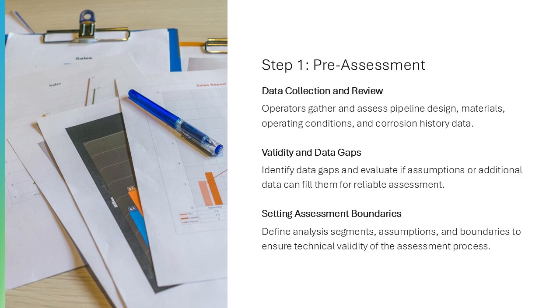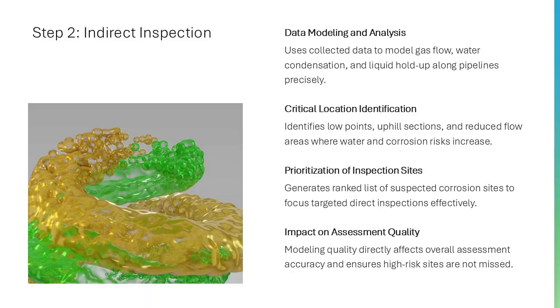Pre-assessment also involves identifying data gaps and assessing whether they can be addressed through reasonable assumptions or additional data collection. If data quality is insufficient, DG-ICDA may not produce reliable results. Additionally, this step establishes assessment boundaries, defines analysis segments, and documents assumptions that will be used in later steps. By rigorously screening applicability and data readiness, the pre-assessment step ensures that resources are not expended on an assessment that lacks technical validity. This slide highlights the importance of preparation and data integrity in achieving meaningful DG-ICDA outcomes.